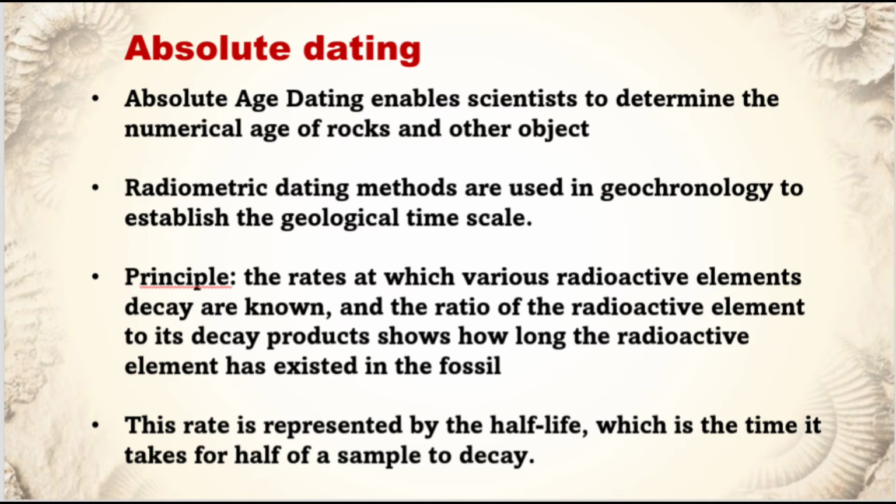Next is absolute dating. Absolute dating enables scientists to determine the numerical age of rocks and other objects. Radiometric dating methods are used in geochronology to establish the geological timescale. The principle behind absolute dating is that the rate at which various radioactive elements decay is known, and the ratio of the radioactive element to its decay products shows how long the radioactive element has existed in the fossils. This rate is represented by half-life, which is the time it takes for half of the sample to decay.